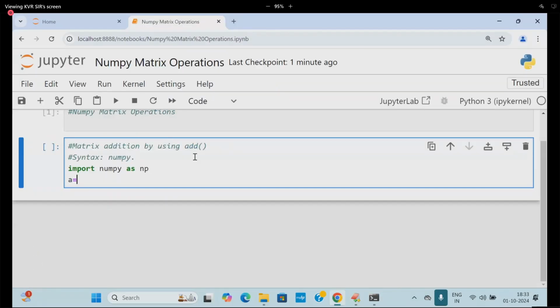So here, what is the syntax? Variable name is equal to numpy dot add of nd array object 1 comma nd array object 2. Dear students, when you add any type of matrices, there is a rule imposed. What is the rule? Element-wise addition, element-wise subtraction.